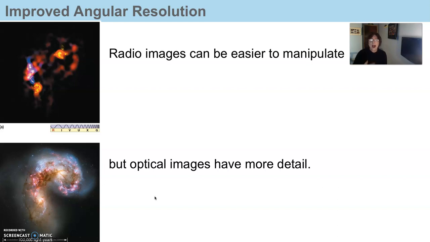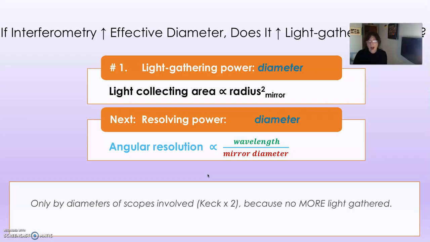Radio images can be easier to manipulate with those larger wavelengths, but the optical images really have more detail. So the radio images might have a huge diameter for their parabola, but they have such a large wavelength that the optical images and interferometers are really where we want to be, because look at that amazing detail. That is the same nebula right there. All right.